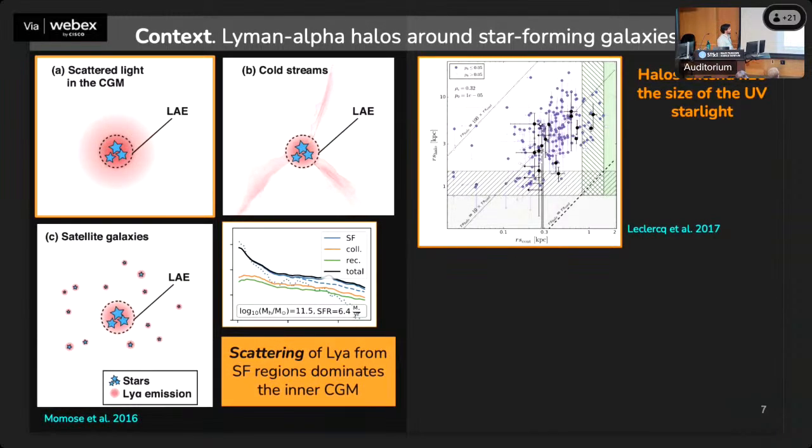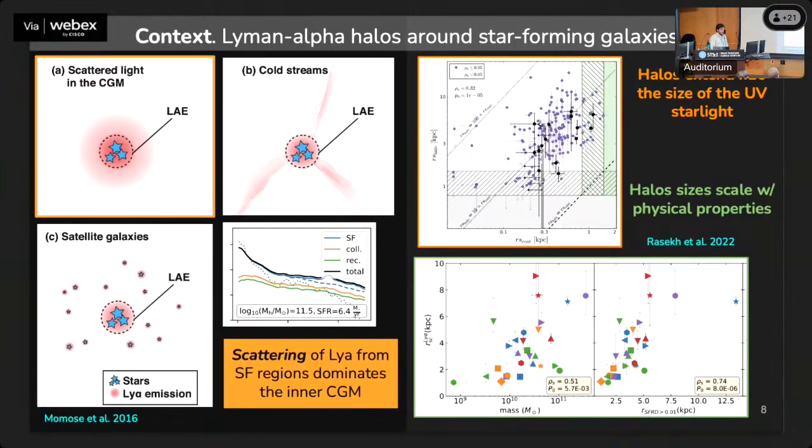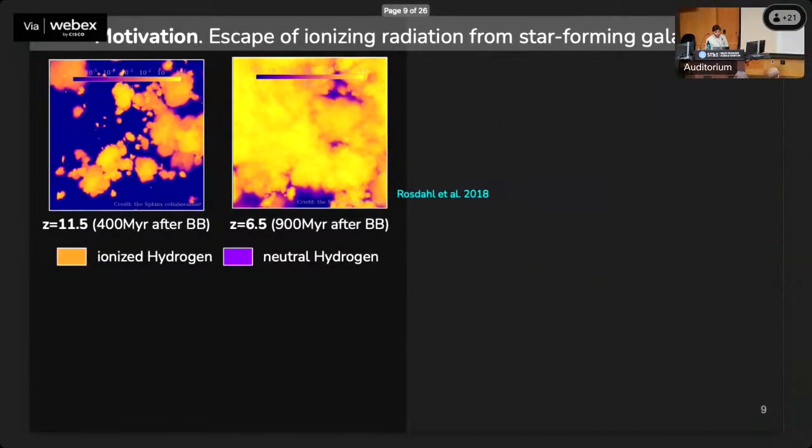So what do we know about extended Lyman alpha halos? We know that they are on average 10 times larger than the UV starlight. And we know that the size of these Lyman alpha halos also scales with some galaxy properties, for example, stellar mass. So now the question is, why do I personally care about Lyman alpha halos? Well, I care about them in the context of cosmic reionization.